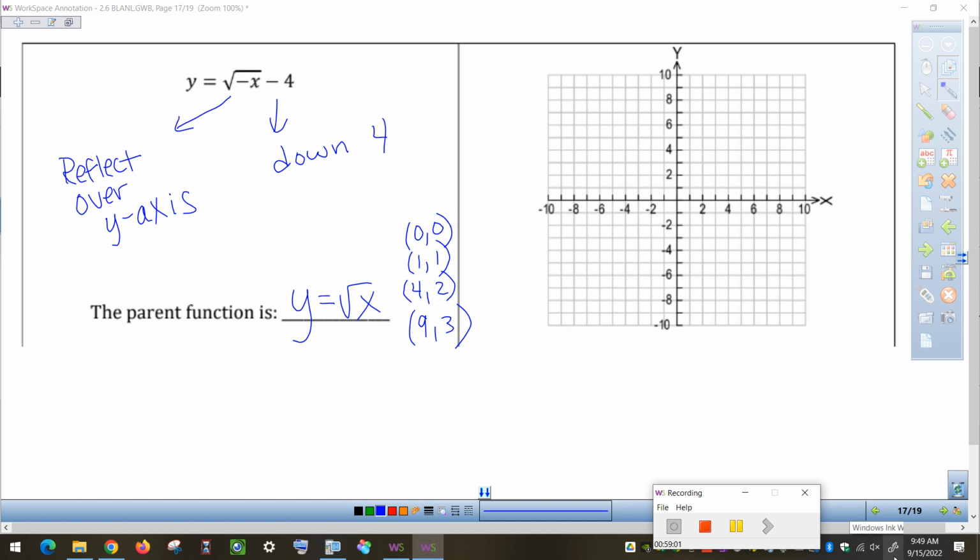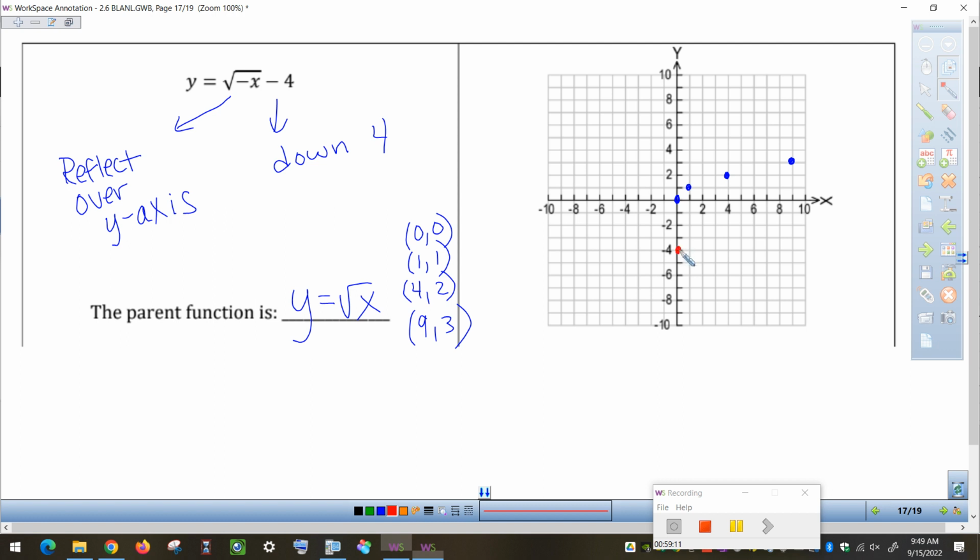All right, so negative is on the inside now. So we're reflecting over the y-axis. This one's going down 4. Parent function is square root of x. So on our graph, I'm going to put the original points. And again, with the reflection, you have a couple options. You can go down first and then reflect, or you can reflect first and then go down. I'm going to do mine in an opposite order than I did before.